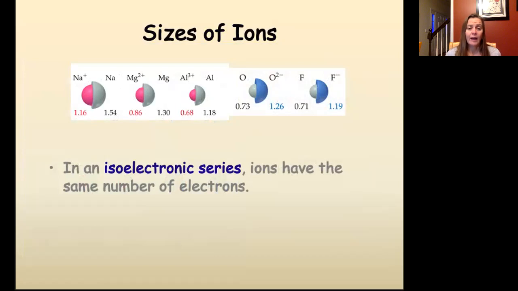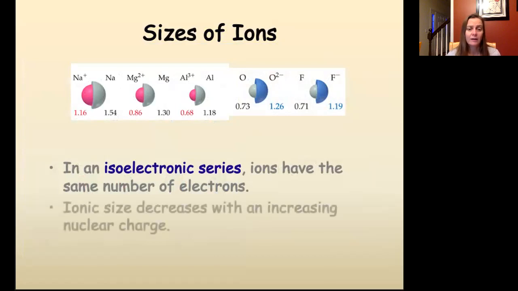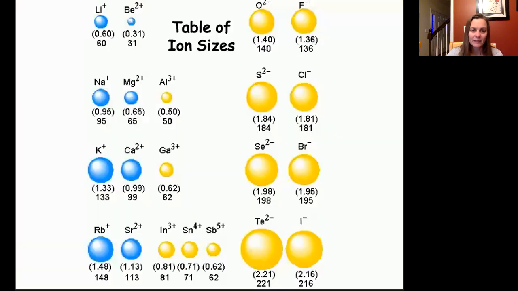So as the nuclear charge increases, so the number of protons in the nucleus increases, the ion size decreases. So fluorine has more protons than aluminum, and so it is, I'm sorry, said that backwards. Aluminum has more protons than fluorine, and so it is smaller. And this is just a table of those ion sizes.